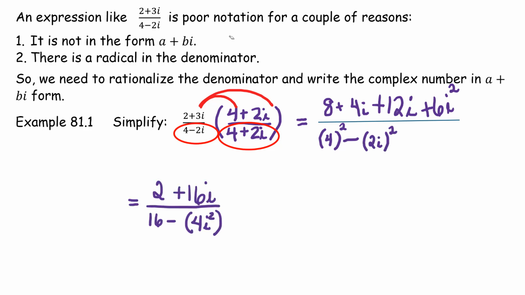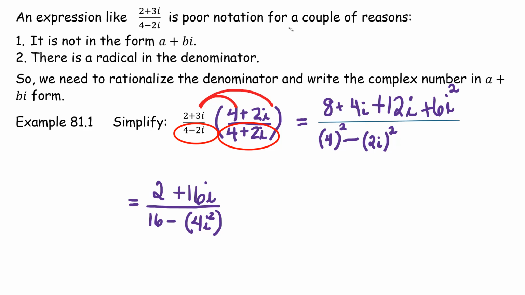All right, so the numerator, we've got 8 plus, and then 6i squared is -6 because i squared is -1. So 6 times i squared is -6. So 8 plus -6 is 2. So that's our real part of the numerator. And then the i's, the 4i plus 12i is 16i. So that's the imaginary part of the numerator.